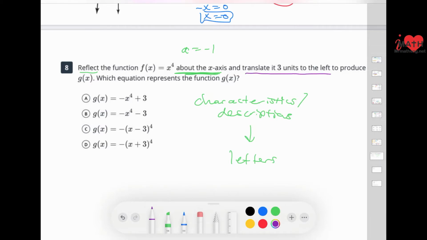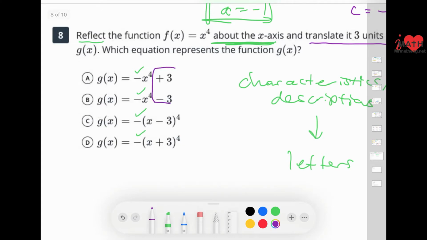Translate it 3 units to the left. That would be a c value of -3 to produce g of x, which represents the function g of x. So first thing I'm going to do is look for all of these that have an a value of -1. Yes, yes, yes, yes. Those are good. Choices A and B, these are d values. So this one's saying d equals 3, and this one is saying d equals -3.